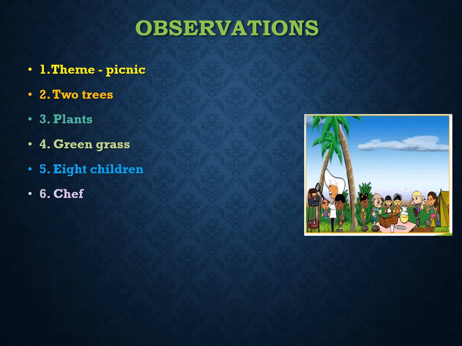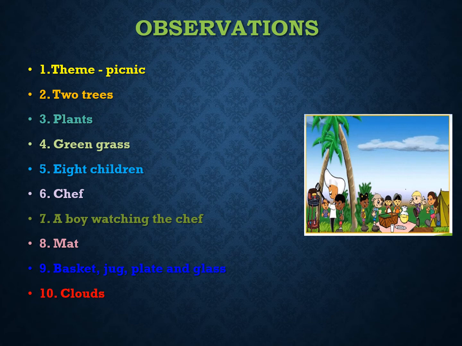We can also see a chef. The chef is making barbecue for all the children. We can see a boy watching the chef. We can see a mat that is spread out. We can see a basket, a jug, a plate and a glass which is on the mat. There are beautiful clouds on the sky. And we can also see a boy who is hiding behind the bushes.